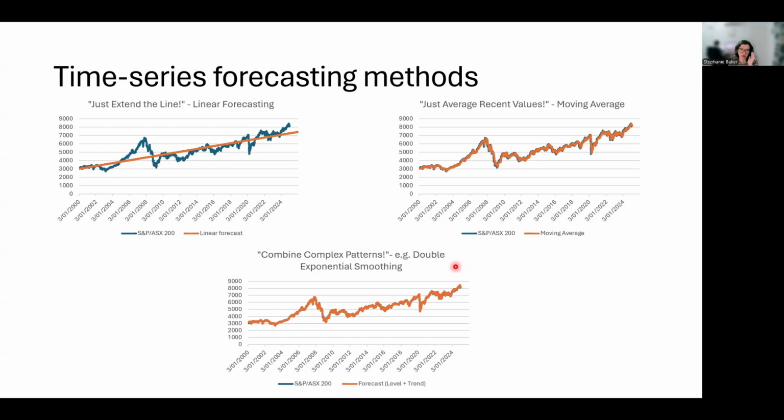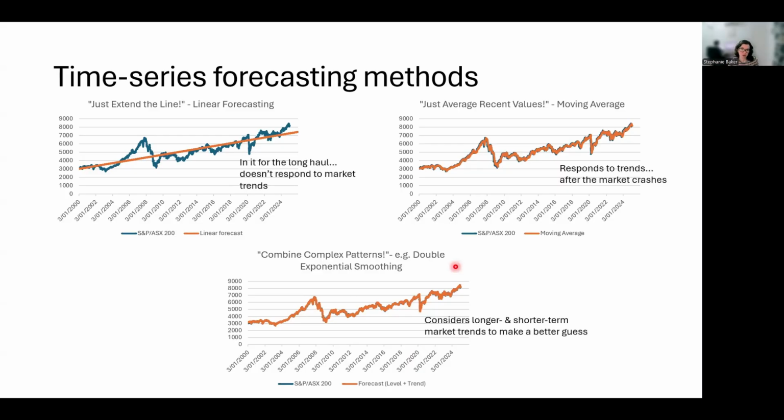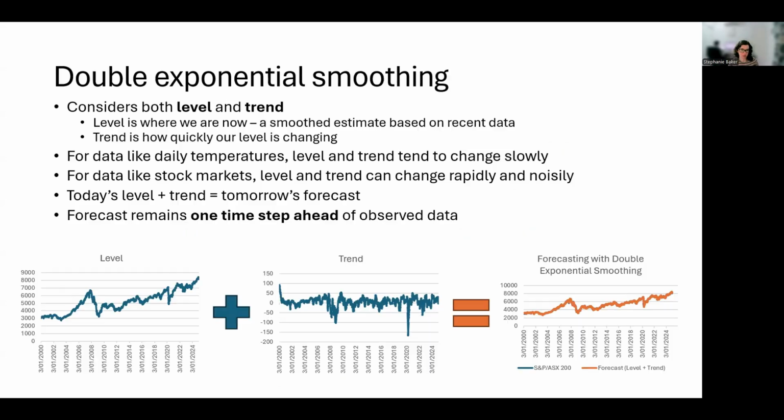The one we're looking at today, I mentioned, was double exponential smoothing. And this method, as well as other methods in this kind of family, are aimed at combining complex patterns. So they might look at a few things, like, in the case of double exponential smoothing, the general level and the general trend. So overall, the last one, the one we're going to focus on, is better at considering both the longer and shorter term trends of the data so that we can make a better guess at the future. You can see that it actually is sort of staying with the blue line rather than lagging below it. The others have their place, but in the context of this, it's not really going to give us an accurate look at what tomorrow's stock market prices will be.